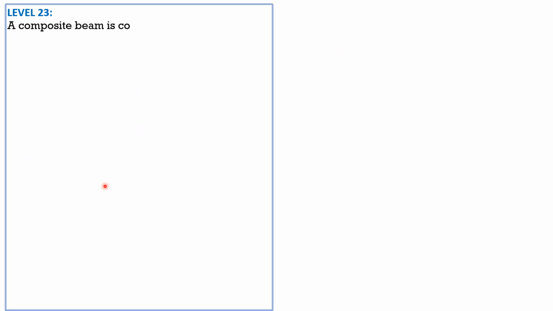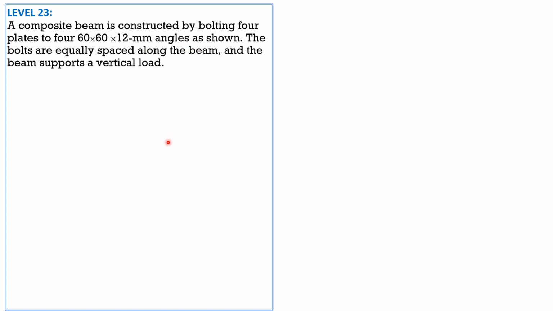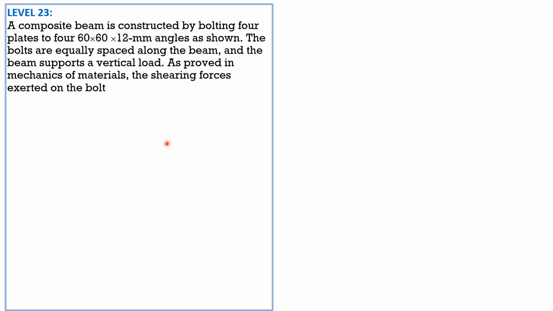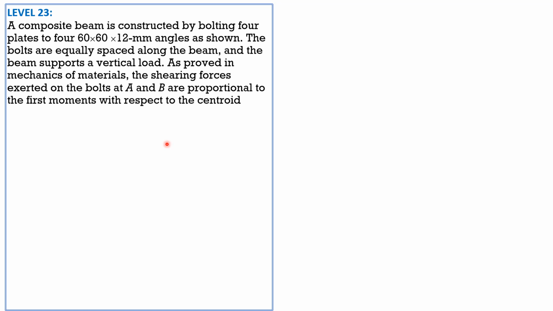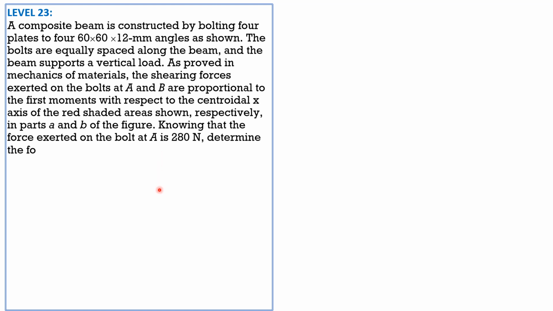Level 23. A composite beam is constructed by bolting 4 plates to 60 by 60 by 12 mm angles as shown. The bolts are equally spaced along the beam and the beam supports a vertical load. As proved in mechanics of materials, the shearing forces exerted on the bolts at A and B are proportional to the first moments with respect to the centroidal x-axis of the red shaded area shown respectively in parts A and B of the figure. Knowing that the force exerted on the bolt at A is 280 newtons, determine the force exerted on the bolt at B.